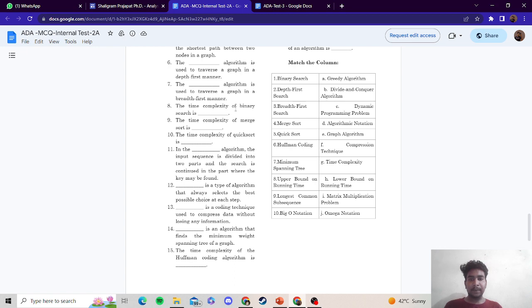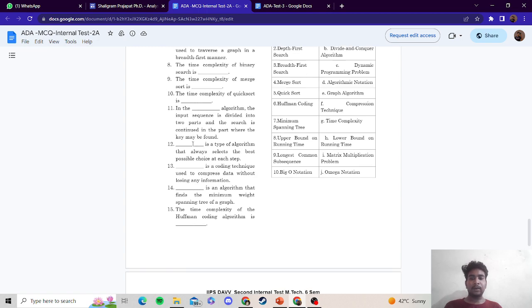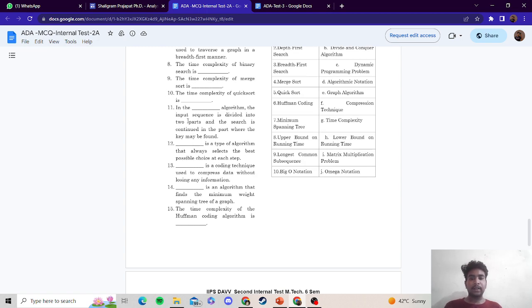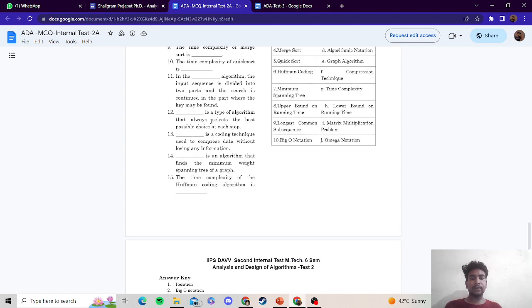Question number 8. The time complexity of binary search is order of log n. The time complexity of merge sort is order of n log n. The time complexity of quick sort is order of n log n. Question number 11. In the dash algorithm, the input sequence is divided into two parts, and the search is continued in the part where the key may be found. So, question number 11, the binary search algorithm is used.